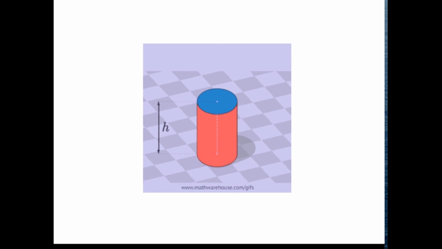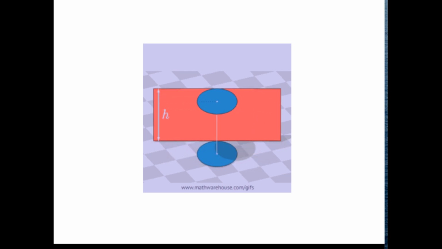So, if I've got this cylinder here, what happens is you open up everything that's just around it. And you've got a circle on the top and a circle on the bottom. So you've got this rectangle, which is the curved part, plus these two circles.